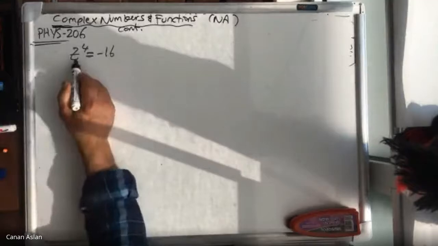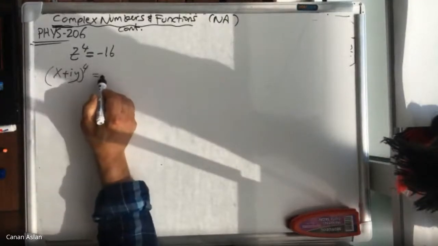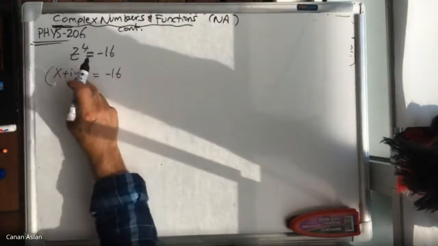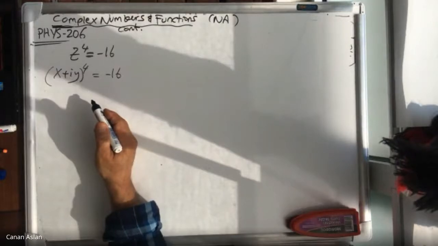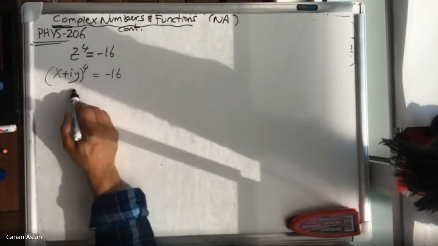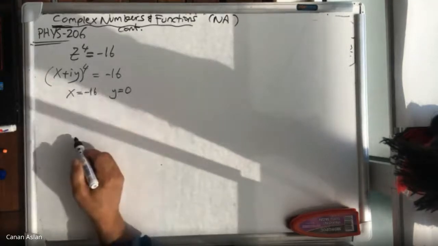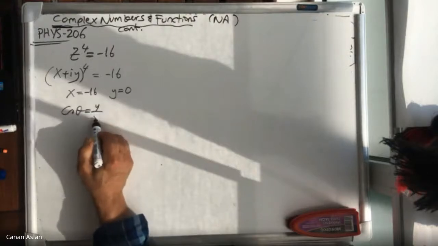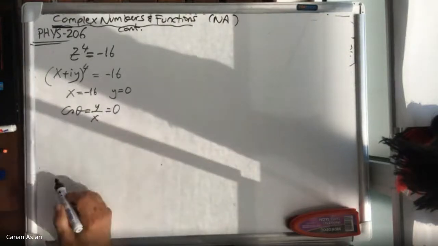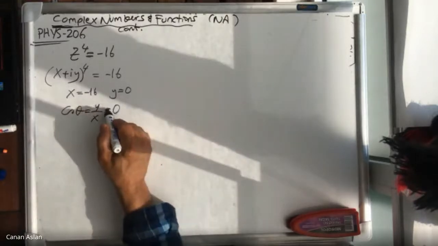So now, since z is written as x plus iy to the power of 4 is minus 16, how can we write this in polar form? The first thing is to write this in polar form. So if we choose x equals minus 16 and y equals 0, then cosine theta will be equal to y over x, which is just 0. Cosine theta is 0. So let's see, okay, this is it.